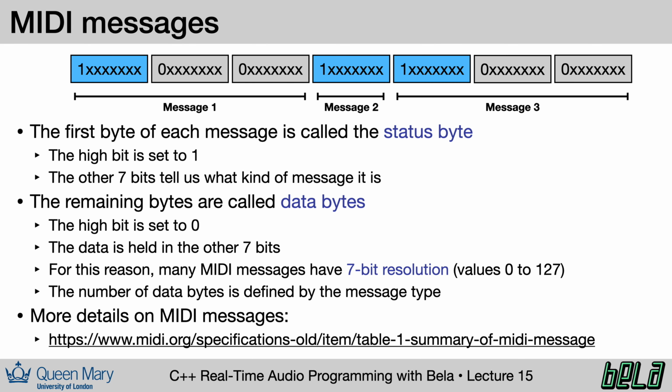The first byte of each MIDI message, which has its top bit set to 1, is known by convention as the status byte. The other 7 bits of the byte will tell us what kind of MIDI message it is, and we'll get back to this in a second. The remaining bytes in the MIDI message are called the data bytes. The high bit of these bytes has to be set to 0, and the data is stored in the other 7 bits. You can see that because the top bit is always reserved to tell us whether a byte is a status byte or a data byte, MIDI messages effectively have 7-bit resolution because there's only 7 bits left over to hold the data.